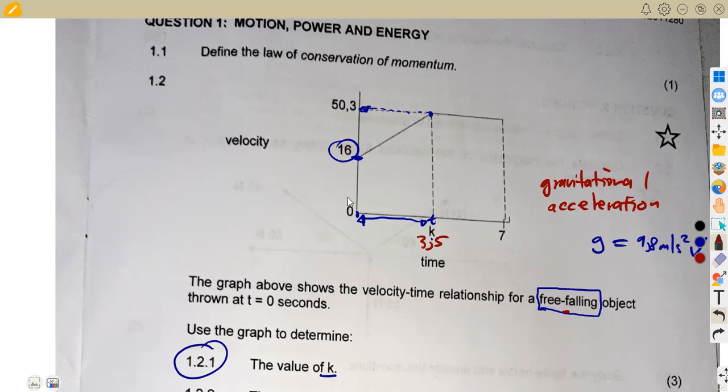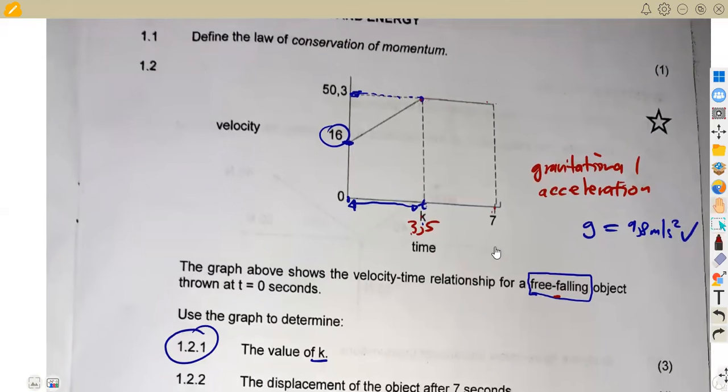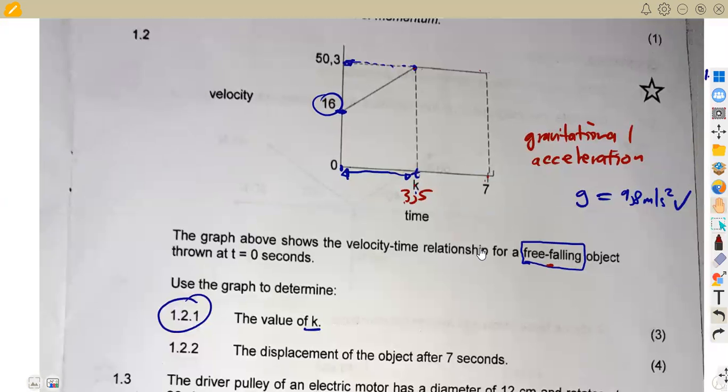So it means it accelerated within the first 3,5 minutes and maintained for the remaining 3,5 here, from 3,5 up to 7, that's 7 minus 3,5, which is 3,5. In between here, it was maintaining a certain speed of 50,3. In this part, there is no acceleration. We are maintaining the speed. We have a uniform velocity in this case.